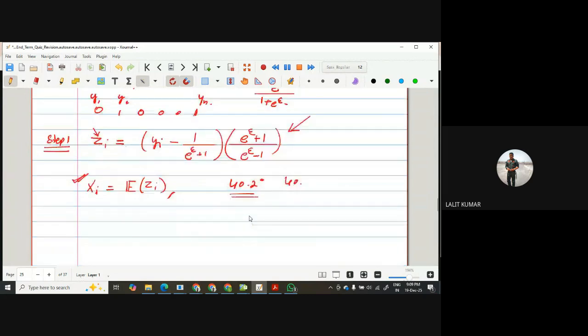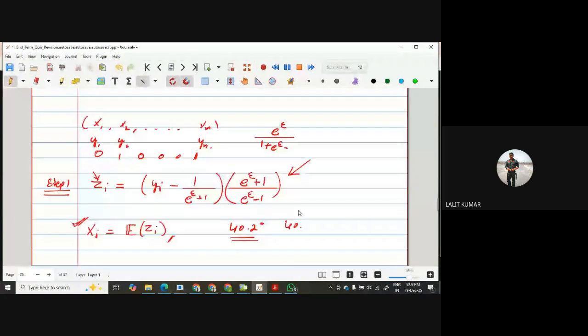And I maintain the privacy also. So that privacy is maintained by the formula: probability of RR, y equal to x, is less than or equal to e to the power epsilon times probability of RR, y equal to x prime. X prime means the incorrect answer, and this is equal to e to the power minus epsilon times probability of RR, y equal to x prime.